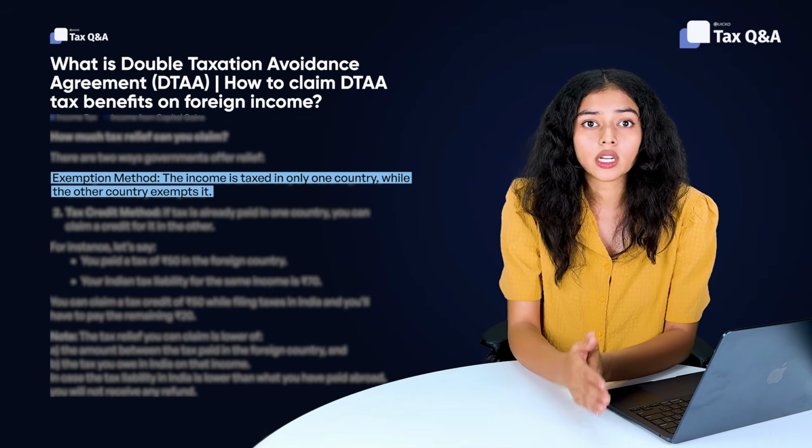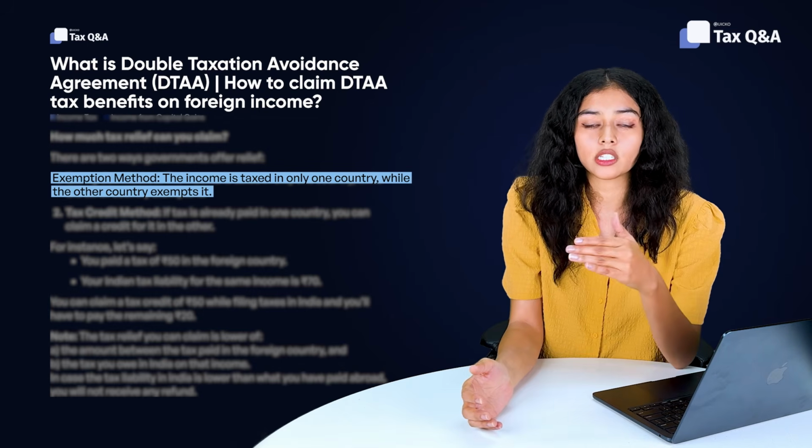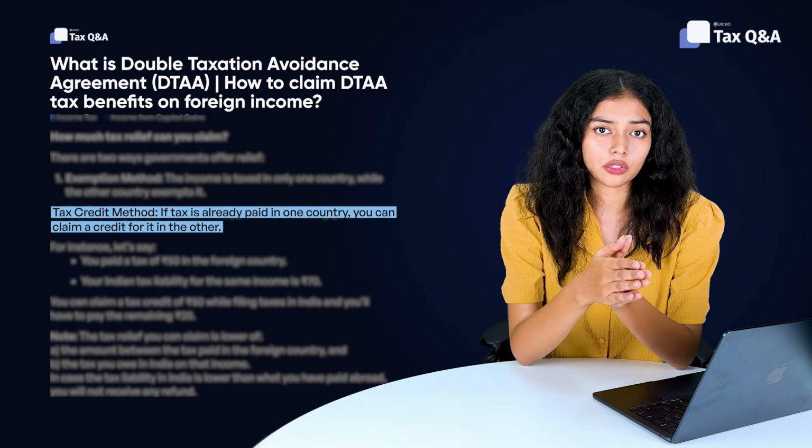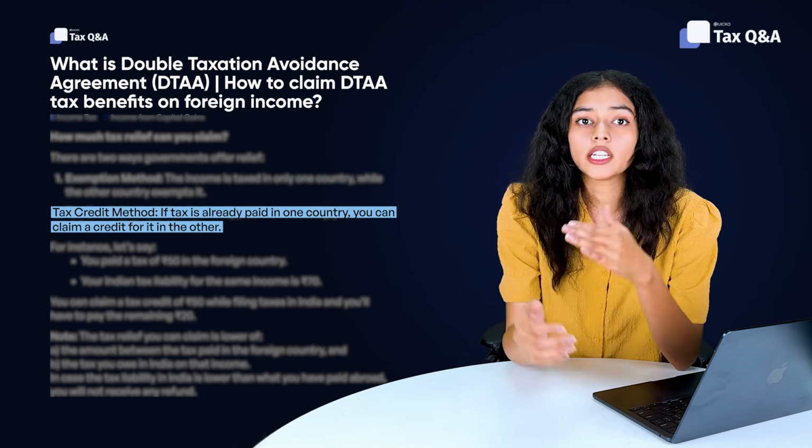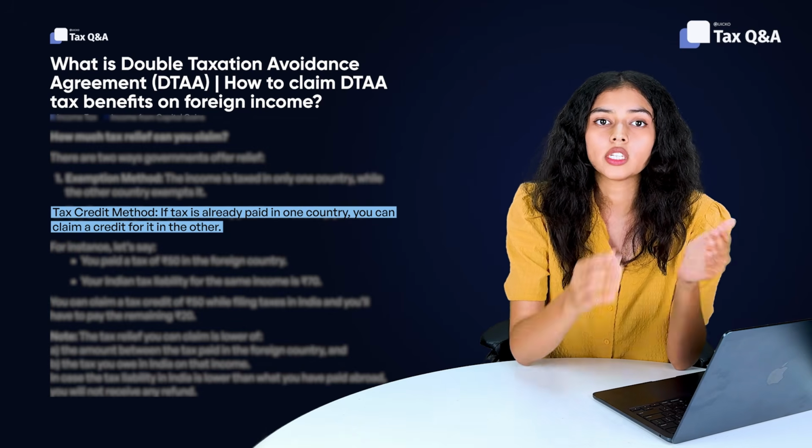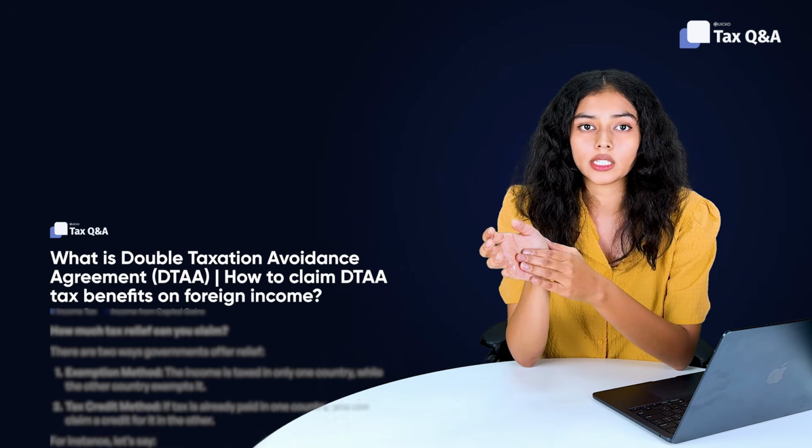Exemption method, where one country agrees to completely exempt that income from tax, and tax credit method, where you pay tax in India and your country of residence gives you credit for the tax while calculating your tax liability. Lastly, the DTAA rules differ from one country to another, so you'll have to check for those applicable to your country of residence. And with that, it's a wrap.